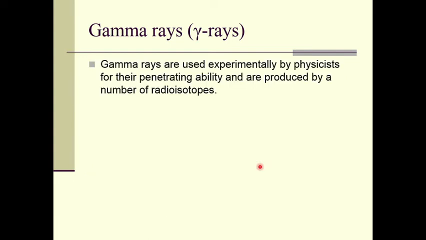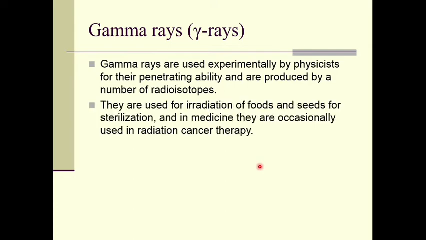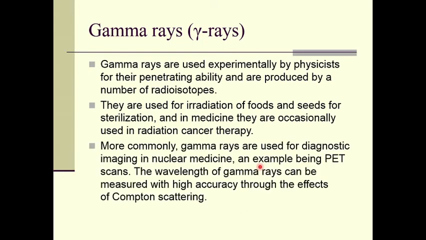Gamma rays are used experimentally by physicists for their penetrating ability and are produced by a number of radioisotopes. They are used for irradiation of foods and seeds for sterilization, and in medicine they are occasionally used in radiation cancer therapy. More commonly, gamma rays are used for diagnostic imaging in nuclear medicine, an example being PET scans. The wavelength of gamma rays can be measured with high accuracy through the effect of Compton scattering.